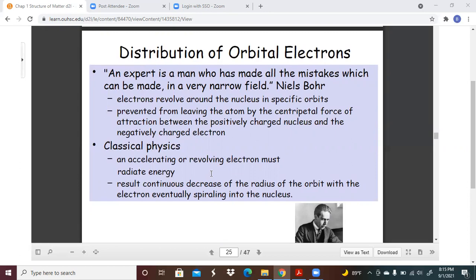So this is a pretty good quote here. An expert is a man who has made all the mistakes which can be made in a very narrow field.